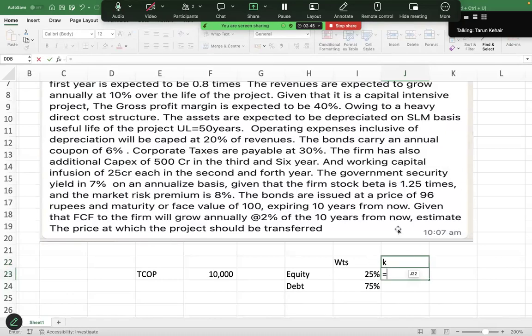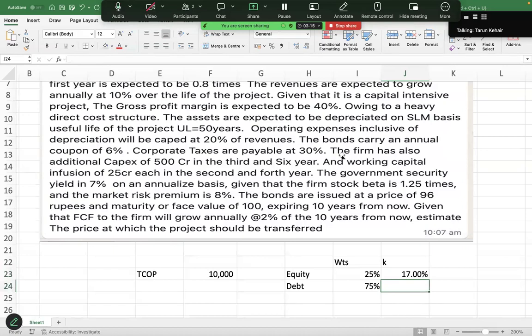For equity, we can use the CAPM model. The government security yield is 7%. So that is your risk-free rate. Beta of the stock is 1.25 into market risk premium is 8%. Which model did we use? Capital asset pricing model.